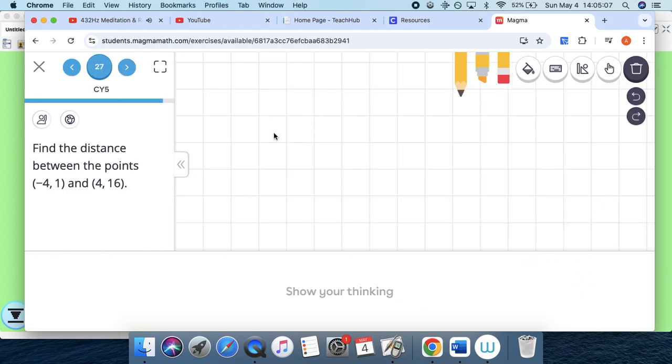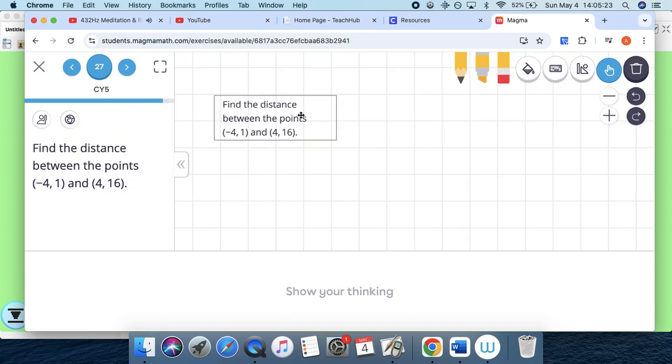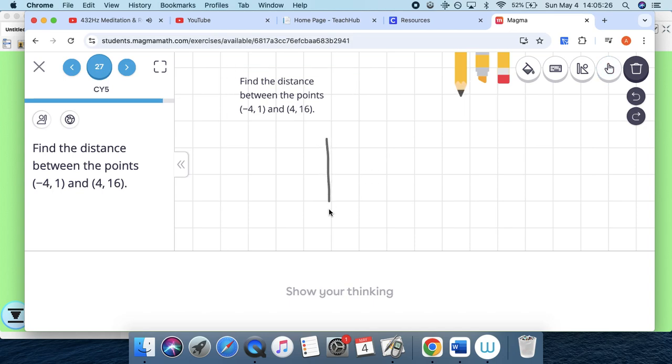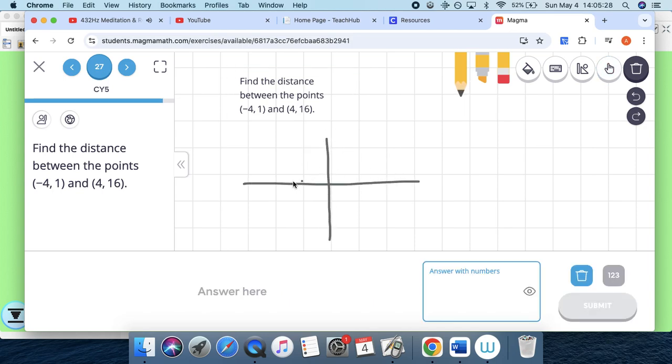Find the distance between the points. Okay, so same question, but without the coordinate plane, right? So help yourselves and draw one. Let me just first of all drag this over here. I'm going to draw a coordinate plane. Okay, it's going to be the best one. So I know that this is -4 and 1, so let me call that -4, comma 1. And the other point is at 4, comma 16, right over here. Okay, let's call this A, and let's call this B. And this is at 4 and 16.